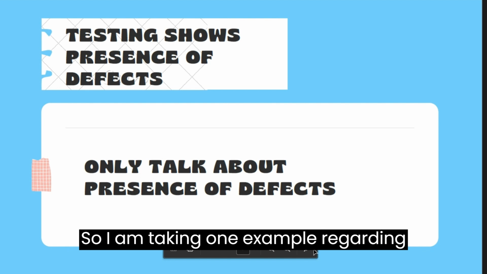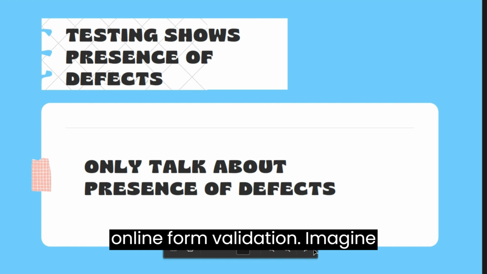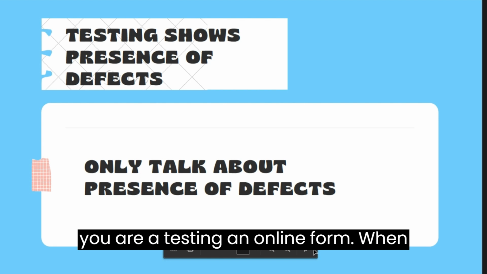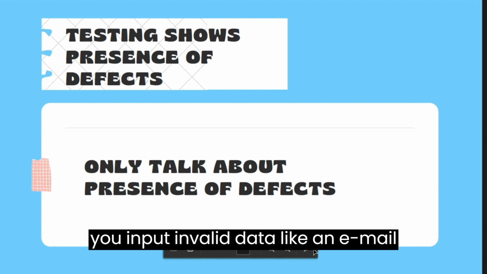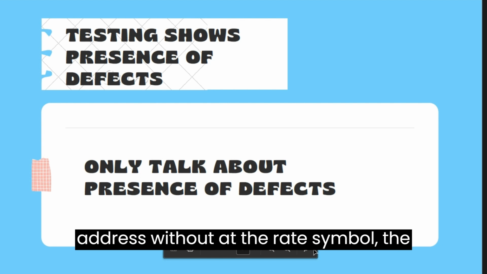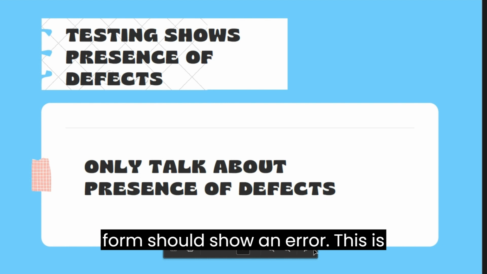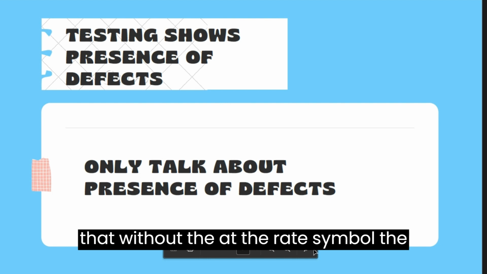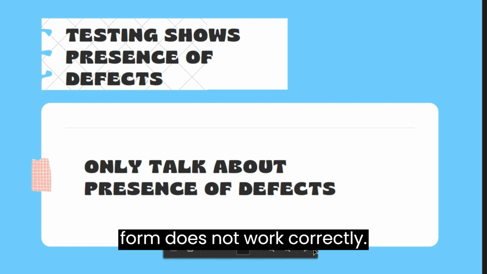So, I am taking one example regarding online form validation. Imagine you are testing an online form when you input invalid data like an email address without the at the rate symbol. The form should show an error. This is testing that reveals defects, proving that without the at the rate symbol, the form does not work correctly.